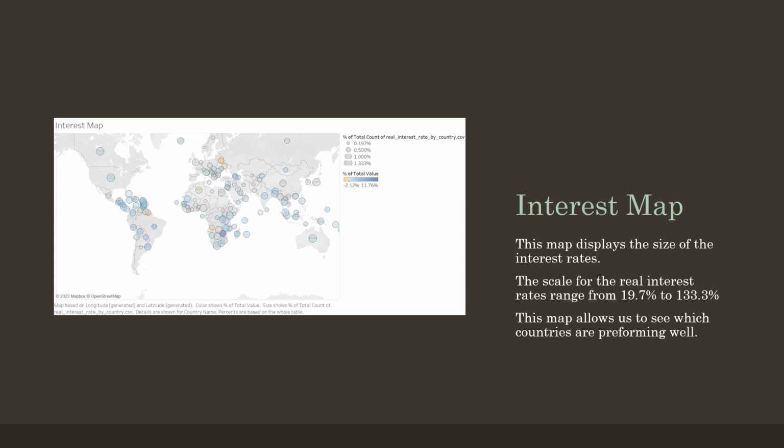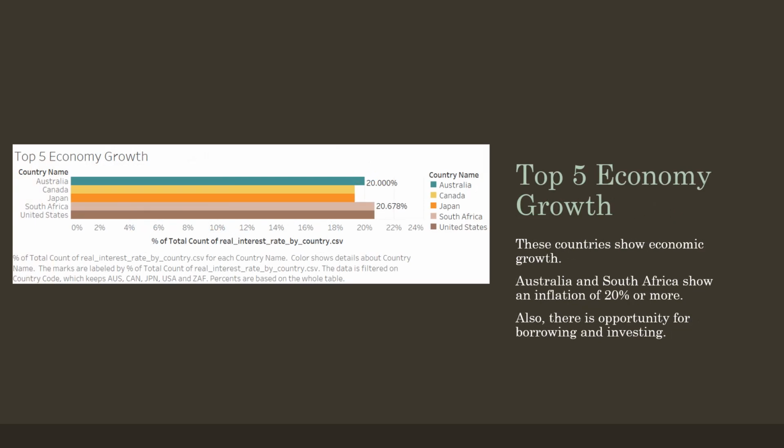This map displays all the countries that have real interest rates. It displays the size of the interest rates. The scale of the interest rates ranges from 19.7 to 133.3%. This map allows us to see which countries are performing well. These countries show economic growth. Australia and South Africa show an inflation of 20% or more. Also, there is opportunity for borrowing and investing.